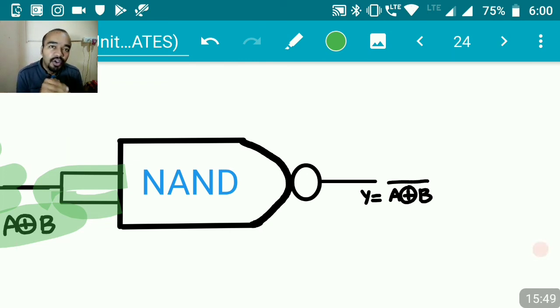Similarly, the NOR gate can also be used to realize or synthesize all other logic gates. How? We shall discuss in the next video.